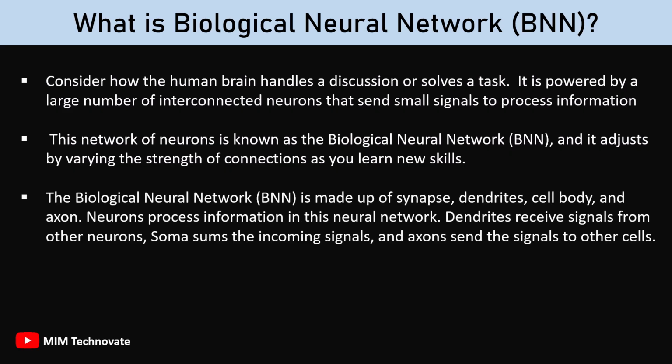The biological neural network is made up of synapse, dendrites, cell body, and axon. Neurons process information in this neural network. Dendrites receive signals from other neurons, soma sums the incoming signals, and axons send the signals to other cells.